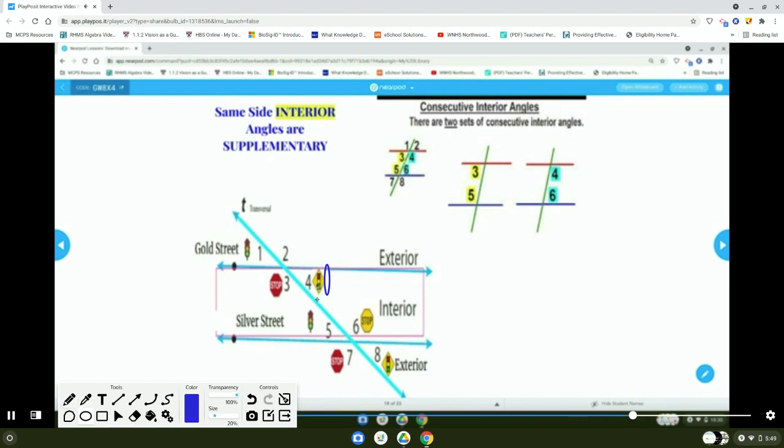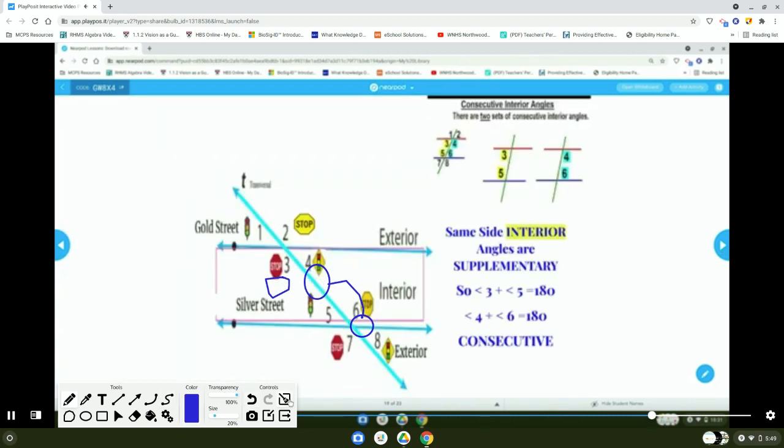That'll be 4 and 6, same side, consecutive, means following each other, same side. 3 and 5 are not congruent. A stop sign and a traffic light, they are not congruent, but they're facing each other. They are on the same side, facing each other. This will add up to 180 degrees. That's on the interior. 4 and 6, interior, same side. 3 and 5, interior, also called consecutive interior. Instead of same side interior, they can call them consecutive interior.